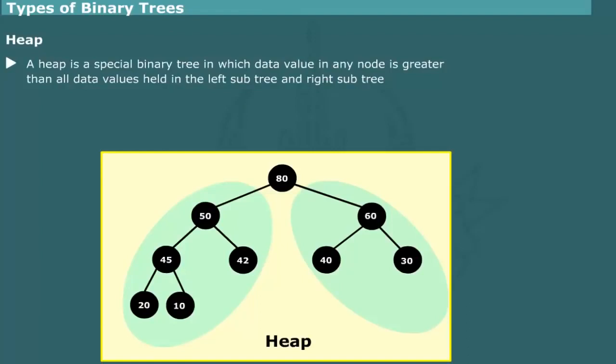Notice that the value 80 in the root is greater than all values contained in the left and right subtrees. In general, this is true of all the subtrees rooted at different nodes. A heap can be used to represent a priority queue. Recall that in a priority queue, the highest data value is always contained in the root. However, after removing the value held by the root node, the tree must be restructured to maintain the heap properties.